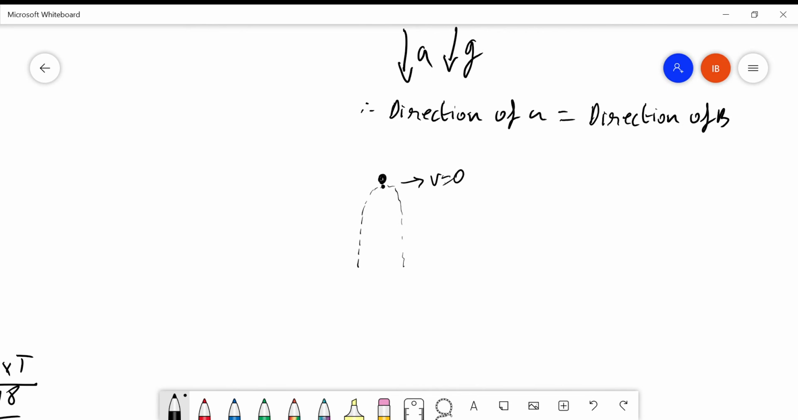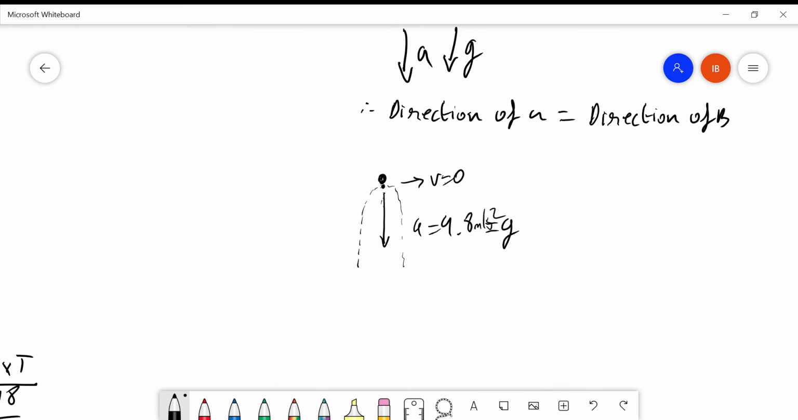And there is acceleration. Acceleration at this point is equal to the acceleration due to gravity, since it is moving at one point. So with respect to the earth, we can take that the acceleration is equal to 9.8, the same as g, meter per second square.